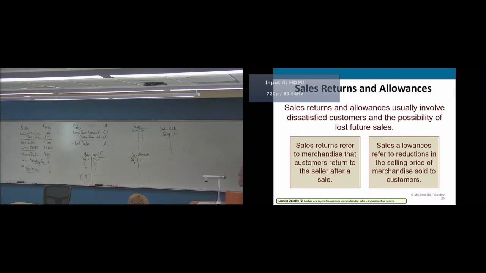Okay, so back to sales returns and allowances so we can look at an example, and then we're going to do a couple exercises so we can practice, and then you're going to do some exercises together to practice.